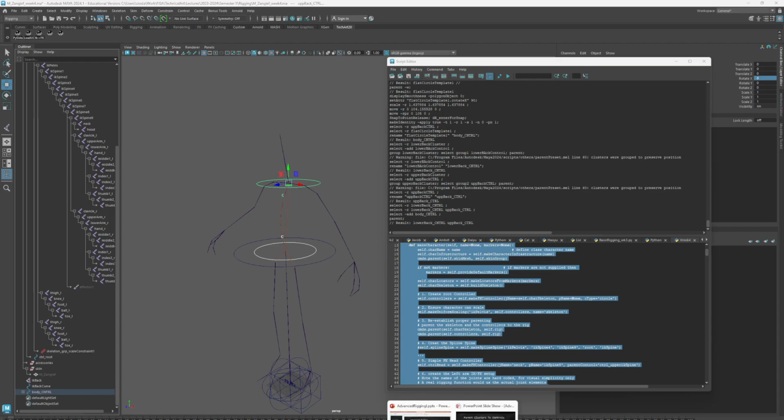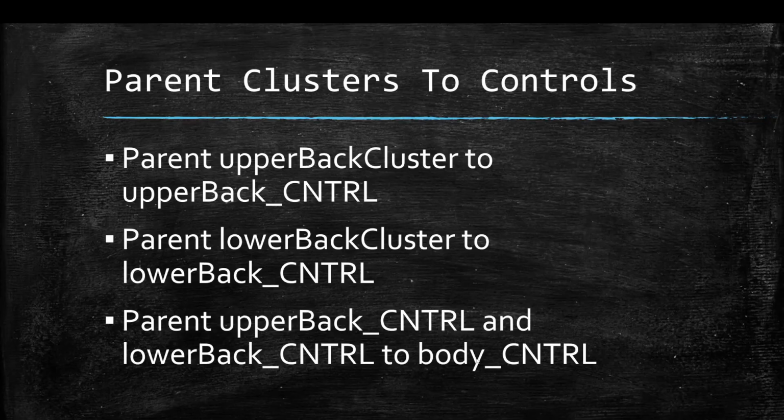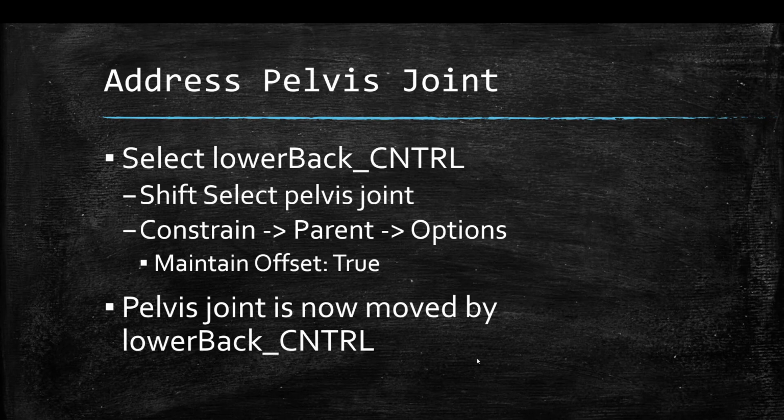All right, cross-eyed and painless. Let's get moving along. Then what I'm going to do is select the lower back control. Then I'm going to shift select the pelvis joint, and then create a parent constraint, and I'm going to set maintain offset equals true. So what's this again? Select the lower back control, and then the pelvis joint, and then do a parent constraint.